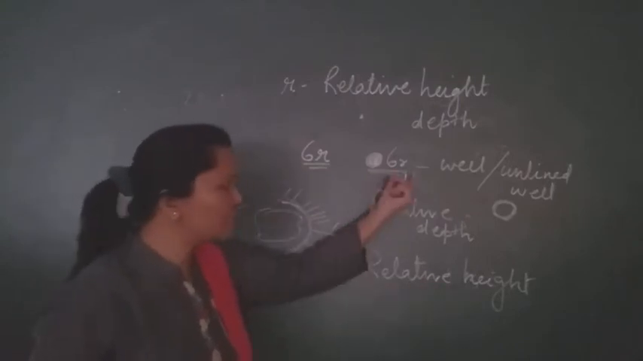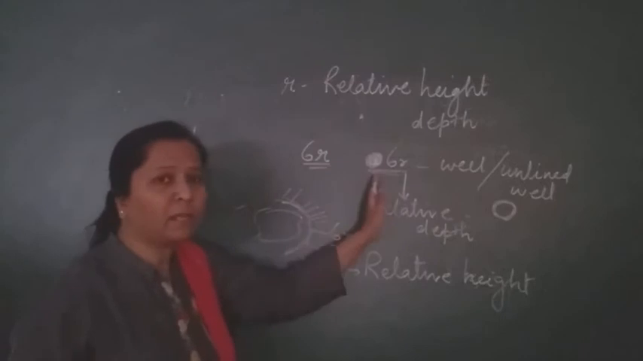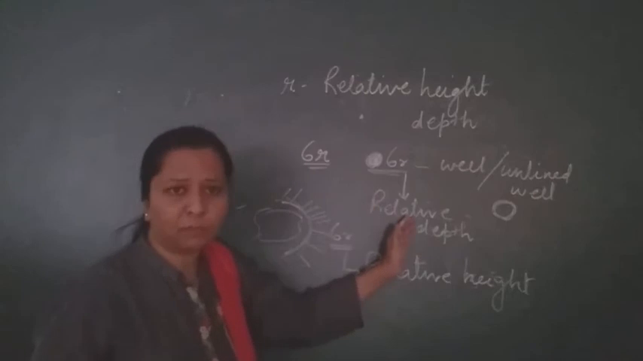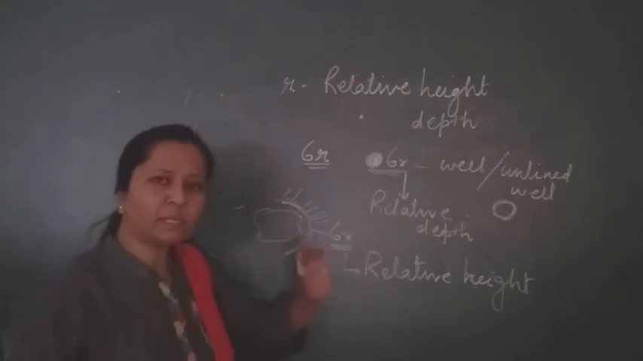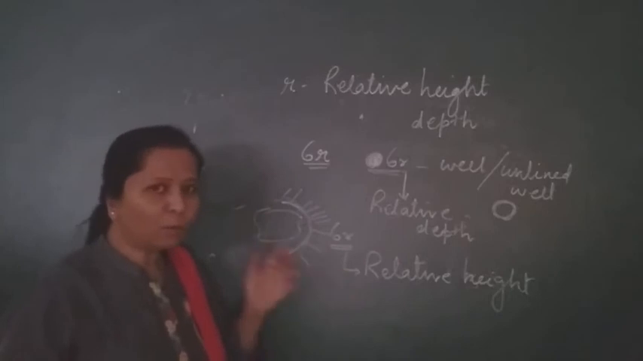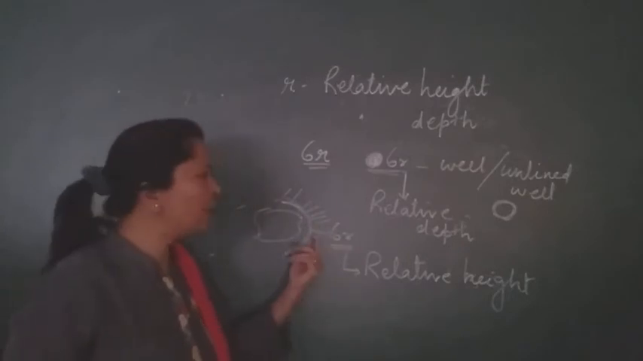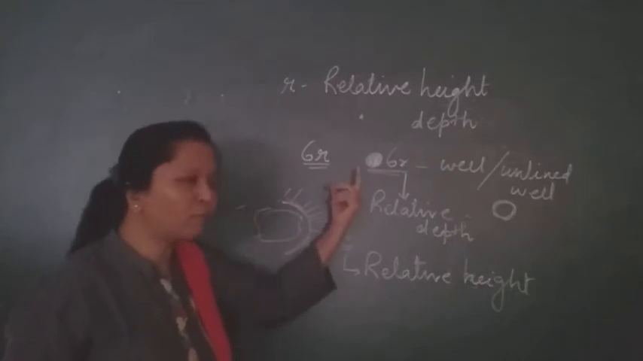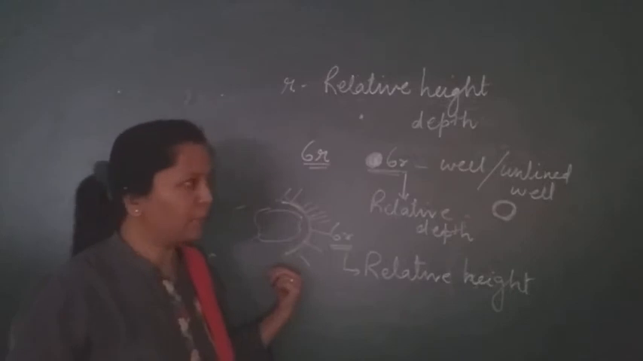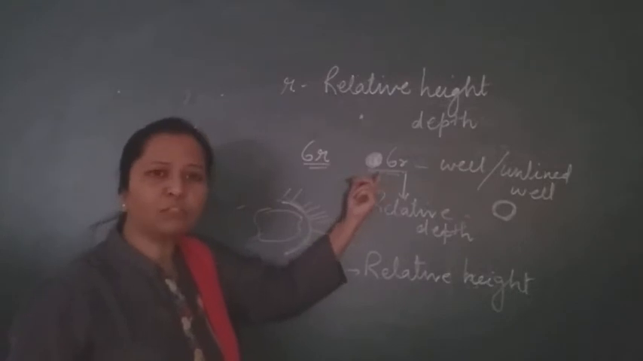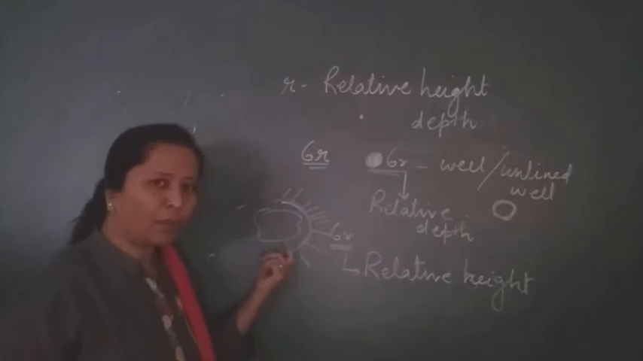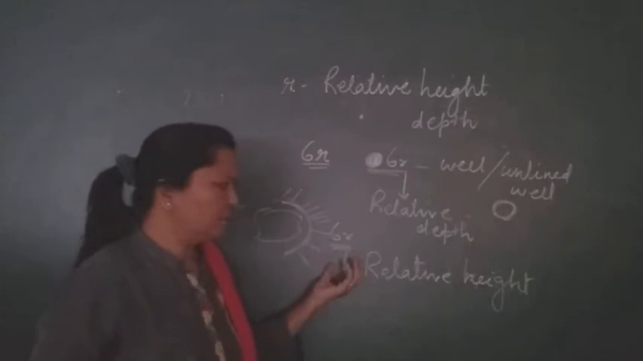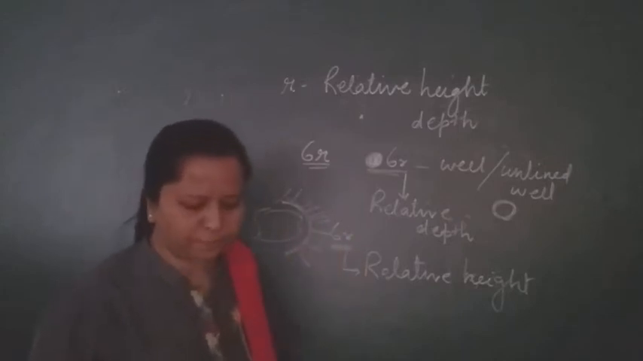If it is just given as 6 r, and a well or any water body is there at that particular place, then it is the relative depth of the water body. It will not be mentioned that it is an embankment, but with the help of the sign and the symbol, you should know whether it is a water body or an embankment. If it is a water body, it has to be a relative depth, and if it is an embankment, it has to be a relative height. And usually it is found near the water bodies.